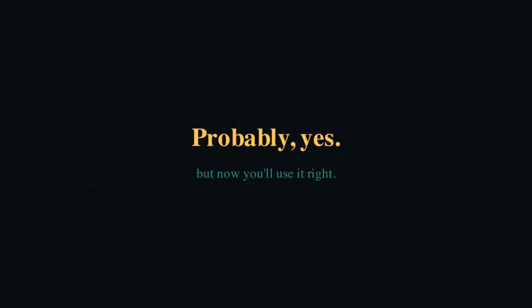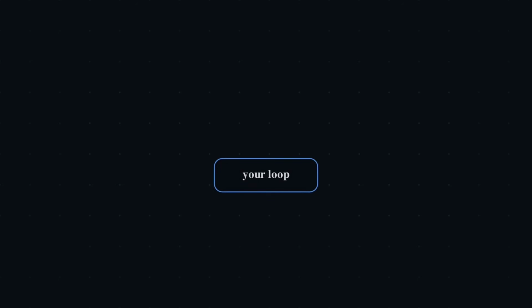Okay, so you have now built agents from scratch in episode 2 and we have wired real tools in episode 3. You understand the loop, the tools, the guardrails. Question, do you need a framework now? Honest answer is probably yes, but now you'll use it right.